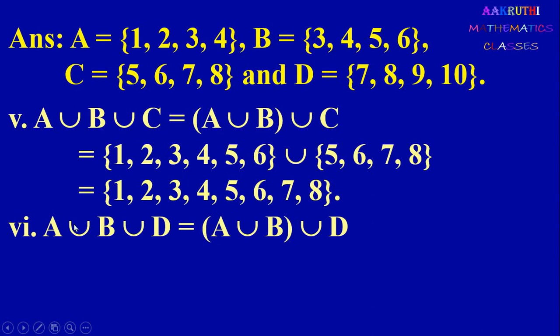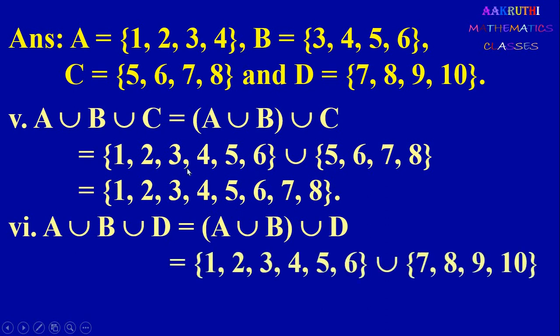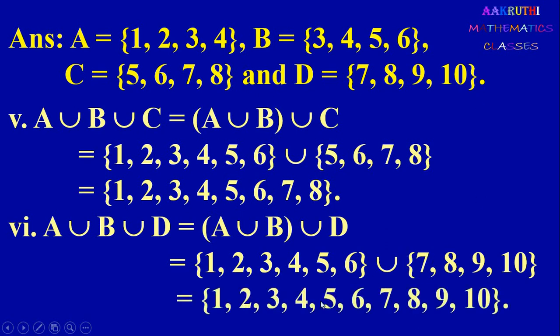So next question, A union B union D. First we find A union B, then we find union D. Now A union B, already it is here, it is {1, 2, 3, 4, 5, 6}, union {7, 8, 9, 10}. So we write all the elements together, it is {1, 2, 3, 4, 5, 6, 7, 8, 9, 10}.